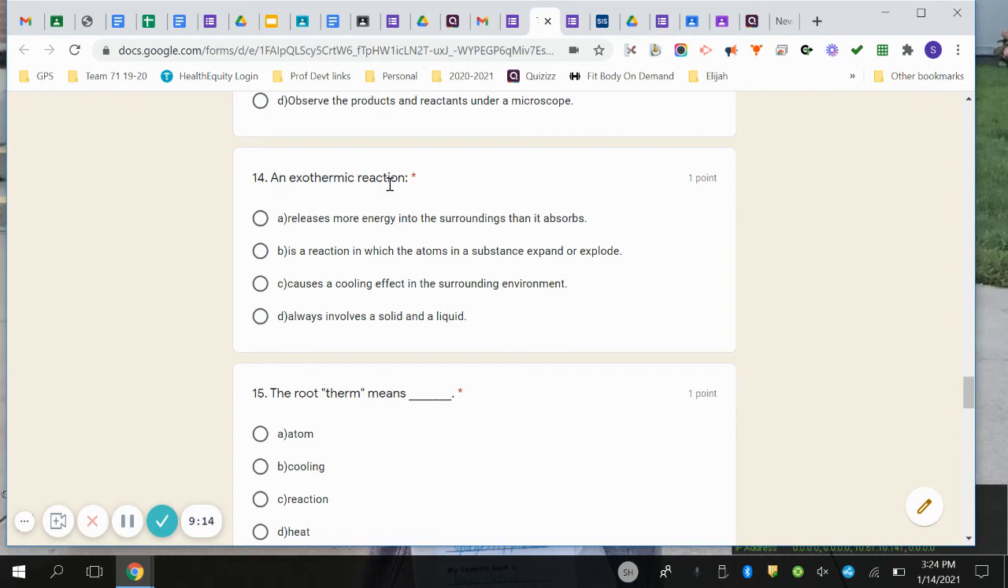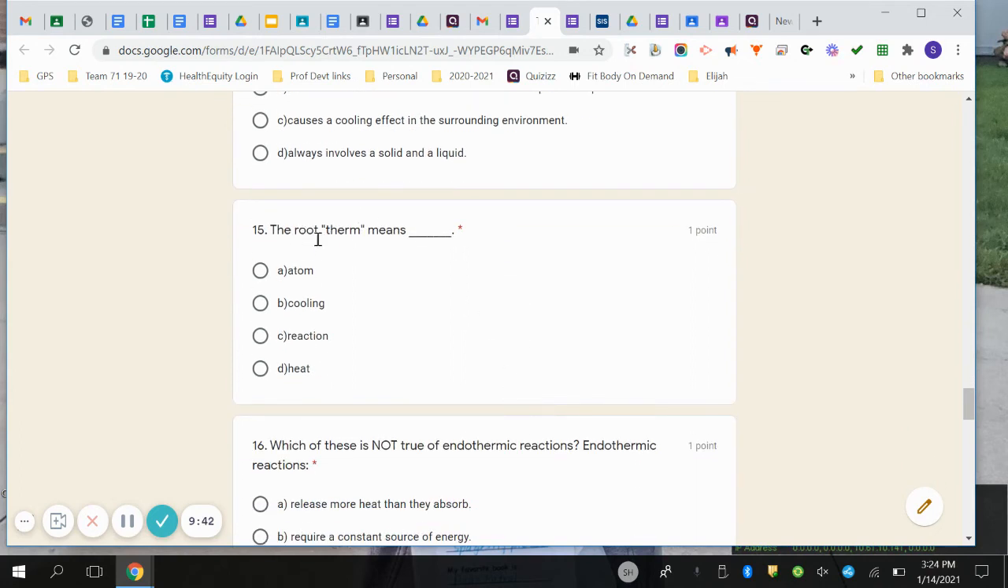An exothermic reaction. You have to think about exo and endo. One releases, one absorbs. A, releases more energy into the surroundings than it absorbs. B, is a reaction in which the atoms in a substance expand or explode. C, causes a cooling effect in the surrounding environment. Or D, always involves a solid and a liquid.